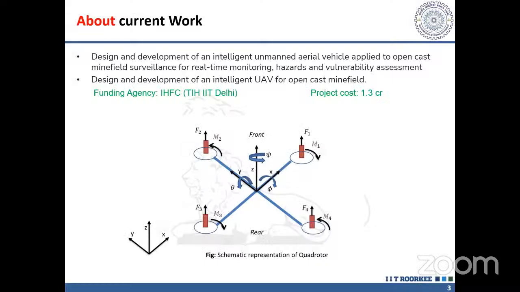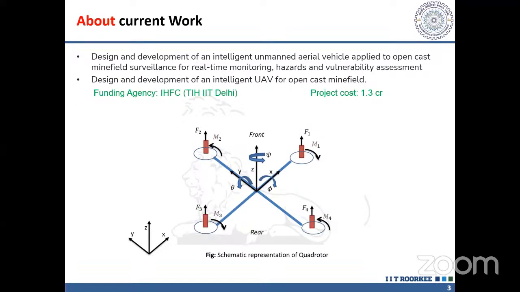Currently, I am working on 3 projects. The first 2 projects are related to design and development of a UAV system, or we can say a drone system, for mining applications. We received funding for these 2 projects of around 1.3 crore from the funding agency IHFC IIT Delhi, which is a TIS of IIT Delhi. These 2 projects are collaborated with the Advanced Robotics Laboratory of the University of California, with Professor Kia.